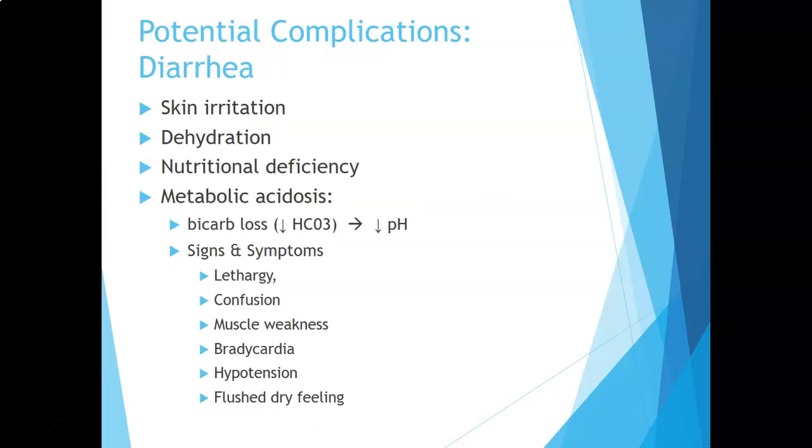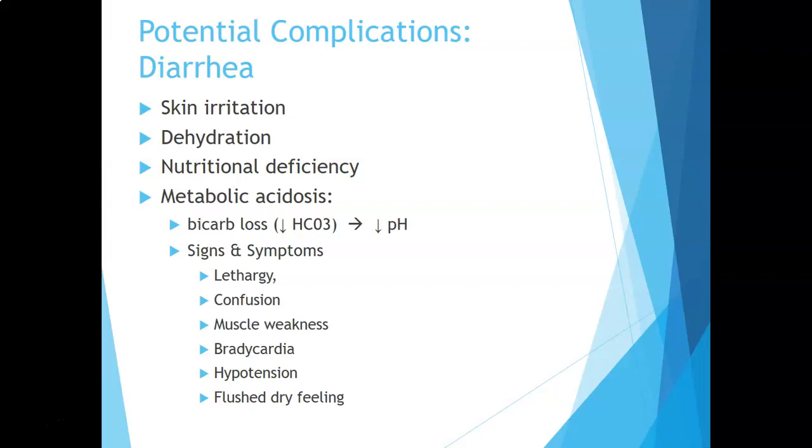Potential complications of diarrhea, besides just not feeling good. Skin irritation is possible, especially if incontinence is present. Dehydration is a potential complication secondary to excessive fluid loss from high amounts of liquid stool. Nutritional deficiency, if this lasts too long. Stool is being rushed through the GI system with persistent diarrhea, so it doesn't have a lot of time to sit around for nutrients to be absorbed.